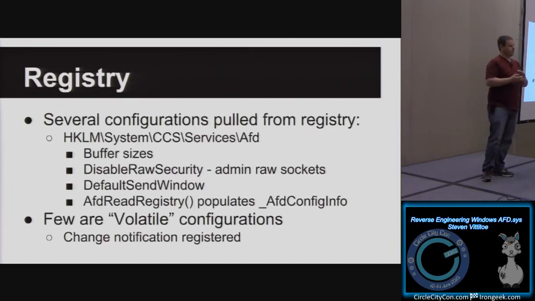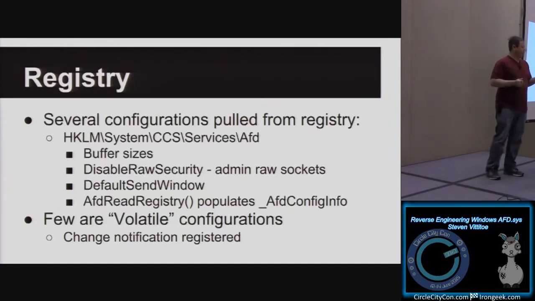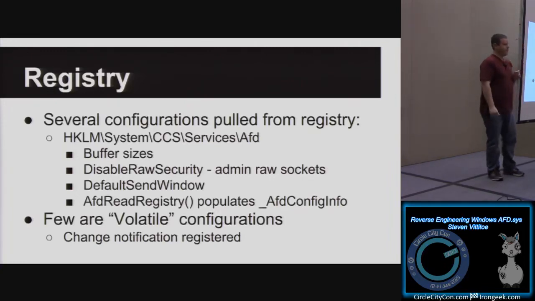And I don't know if this was a distinction to make the same code run in a server environment and a user mode environment, but it has about 50 configuration parameters that are pulled out of there. And just a simple strings run on the binary, you will see all of those parameters grouped together in the same section of memory. The one that I had actually seen before and kind of forgotten about was this disable raw security flag.